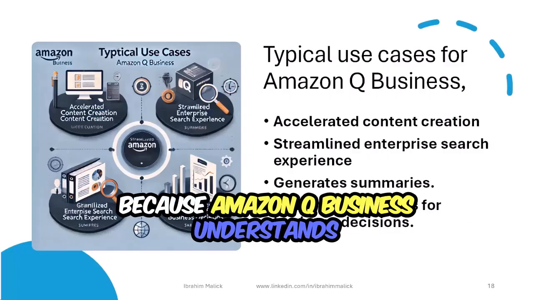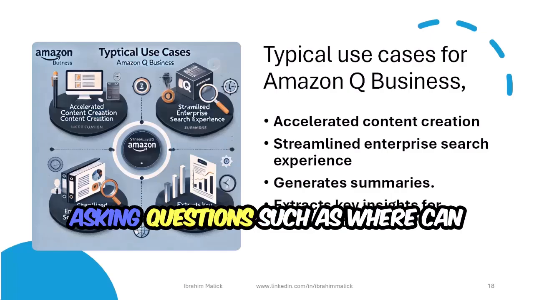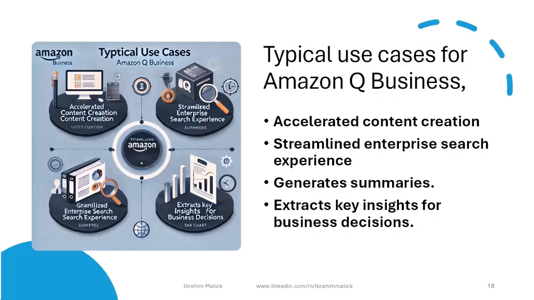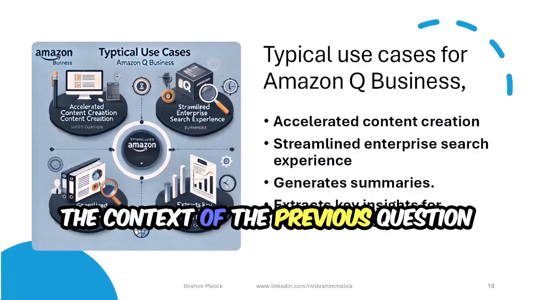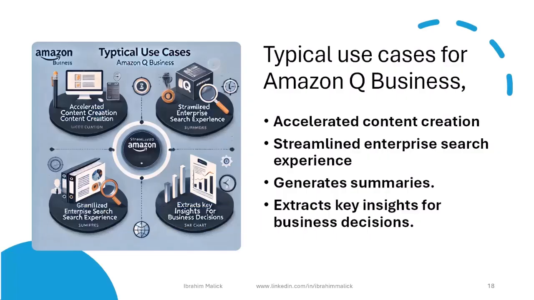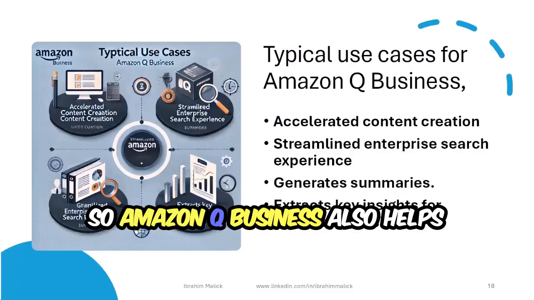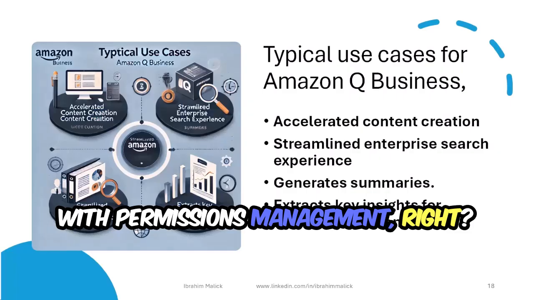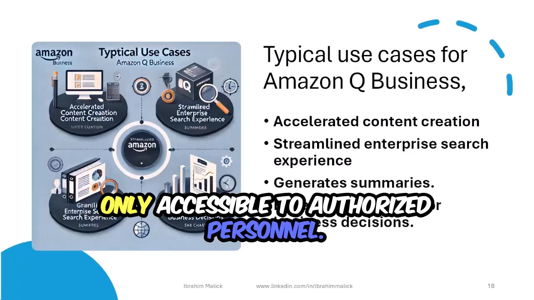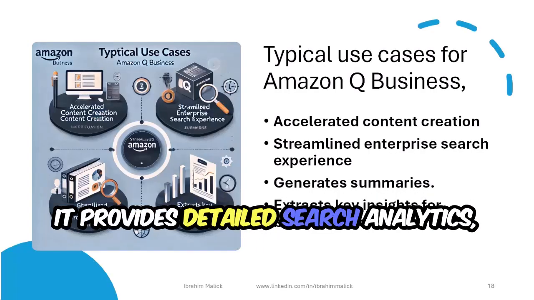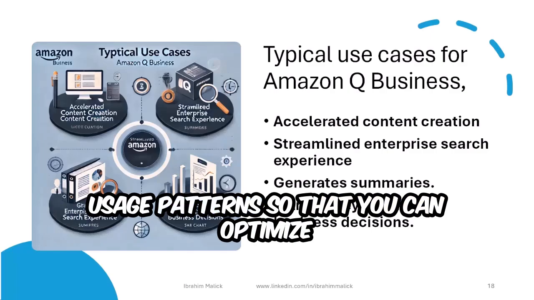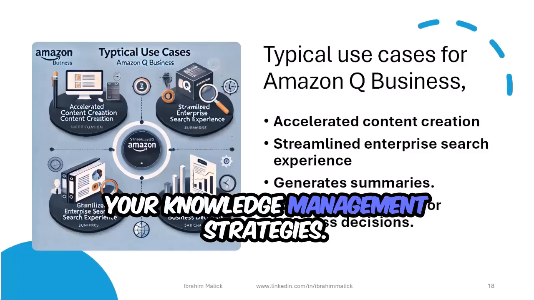Because Amazon Q Business understands follow-up questions, you can continue asking questions such as, where can I find a different color sets of logo? And Amazon Q Business will understand the context of the previous question and surface the location of the relevant information. So Amazon Q Business also helps with permissions management, right? So you can ensure sensitive documents are only accessible to authorized personnel. It provides detailed search analytics, helping organizations understand content usage patterns so that you can optimize your knowledge management strategies.